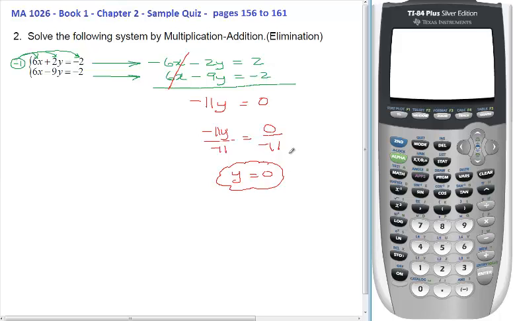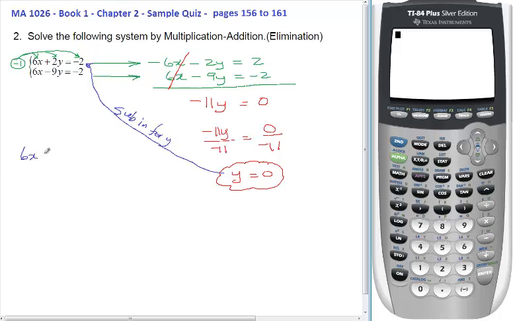Now, how do we do the x value? Because you're not finished. Remember, the solution to a system is an ordered pair. So I could put this back in either of these equations. So I'm going to put it back in one of these. Doesn't matter which one. I'll pick the top one. Okay. So sub this back into one of these equations. I'm going to pick the top. So sub in for y.